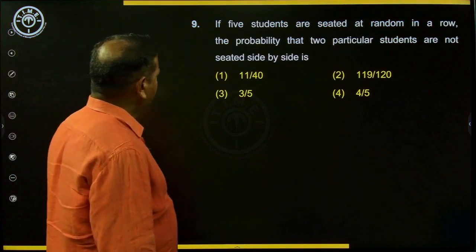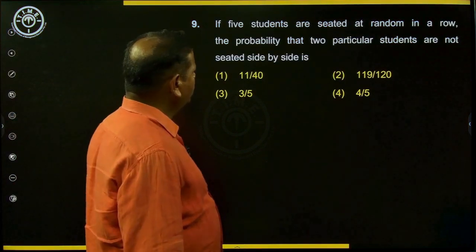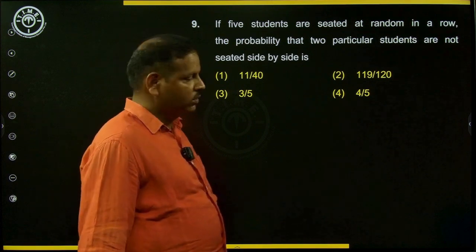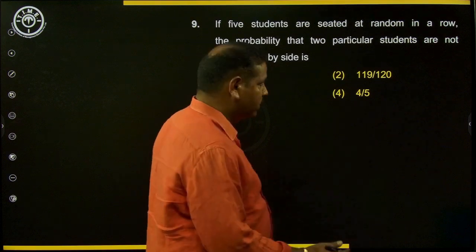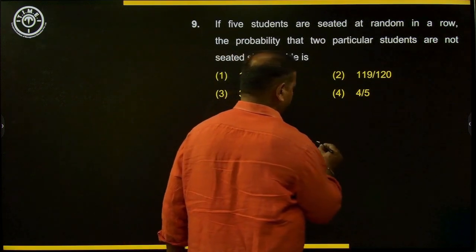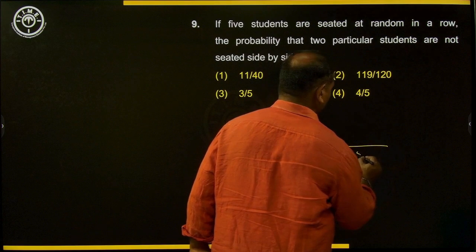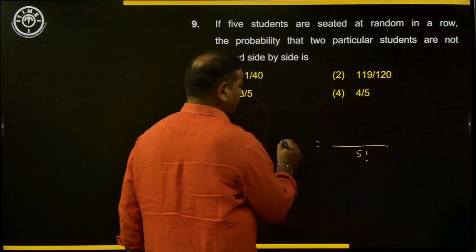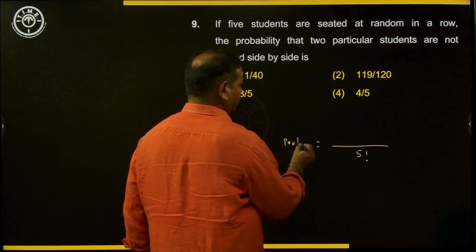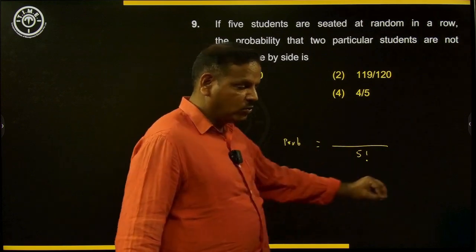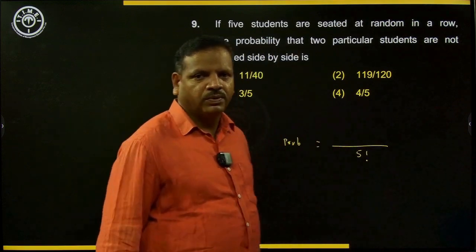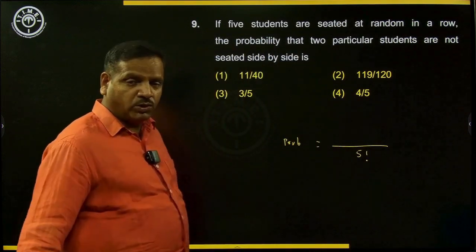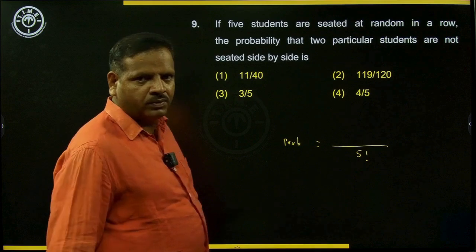So the next question. If 5 students are seated at random in a row, in how many ways can 5 students be seated in a row? That is nothing but totally in how many ways can they be seated? 5 factorial ways. 10 students can be seated in a row in 10 factorial ways. N students can be arranged in a row in n factorial ways, linearly.